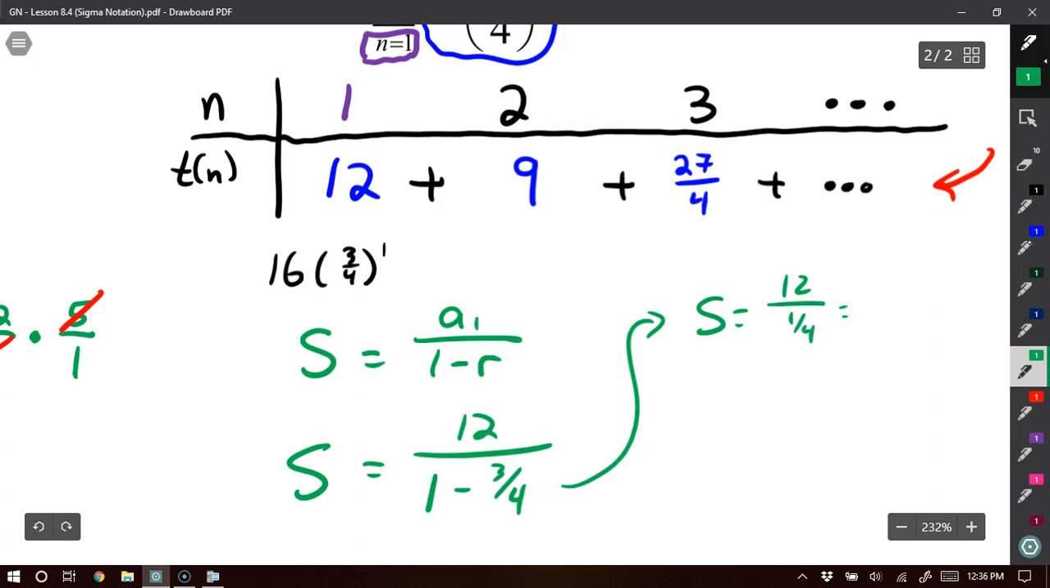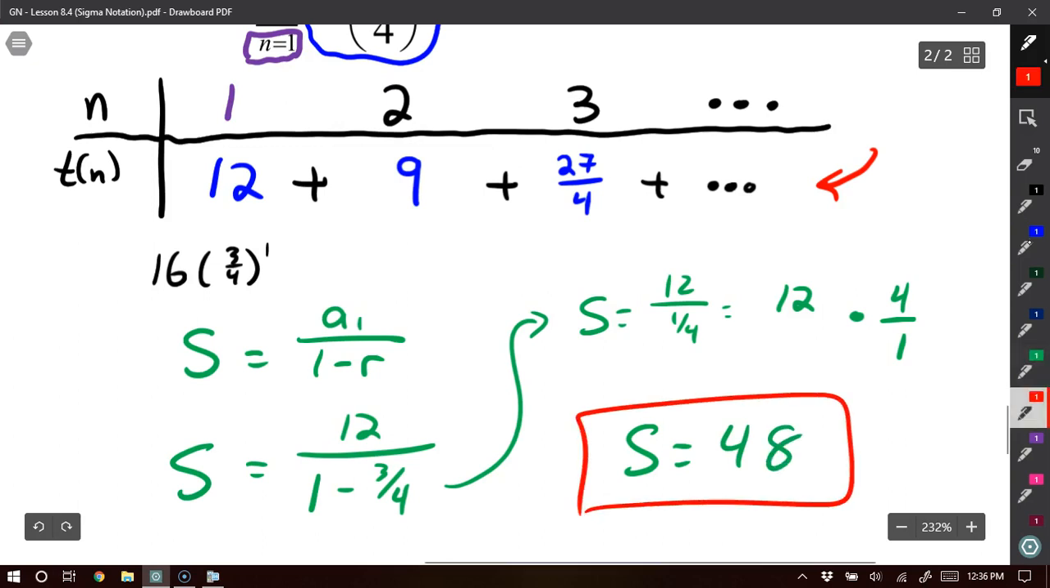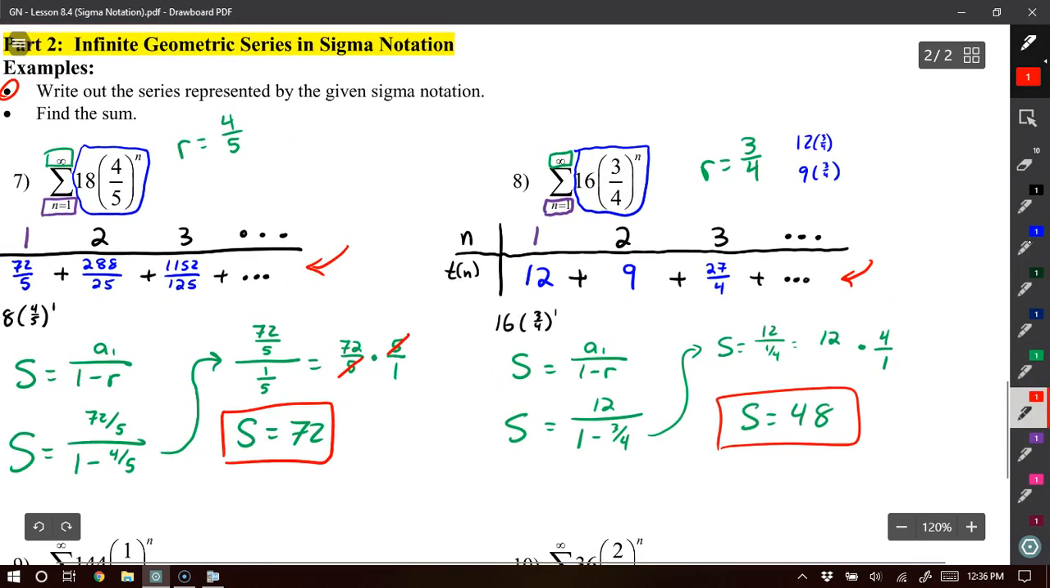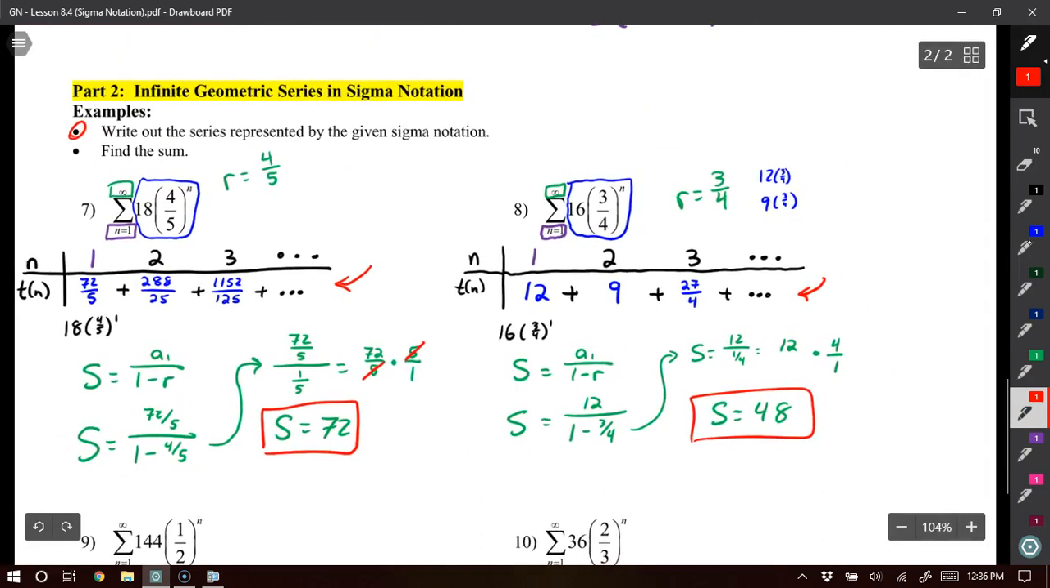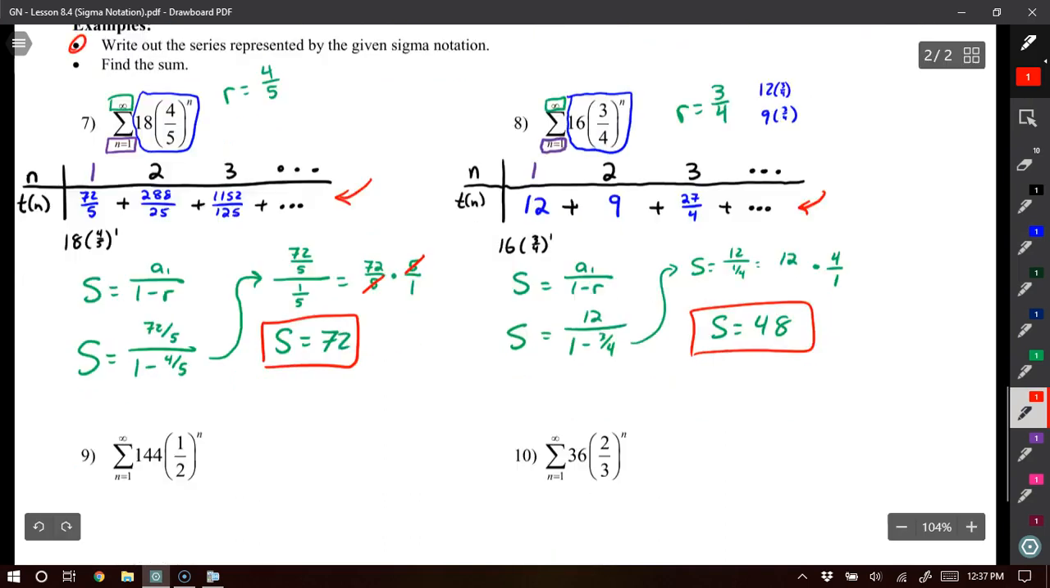There we are again, dividing by a fraction. So I'm going to keep the numerator, and I'm going to flip and multiply for the denominator. So my sum is 48. There's the second part. Find the sum. So it's not quite as bad because you don't have to list out all the terms. You just got to realize the pattern for listing out geometric series is once you get the first term and you know your ratio, you multiply from that point on.